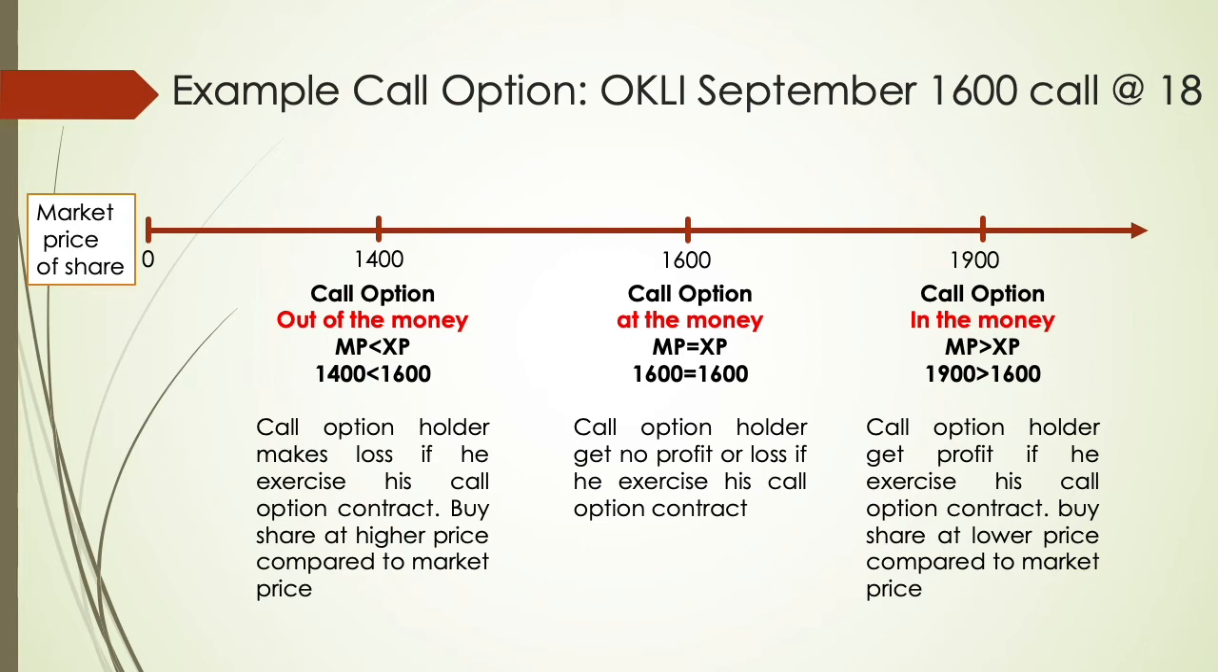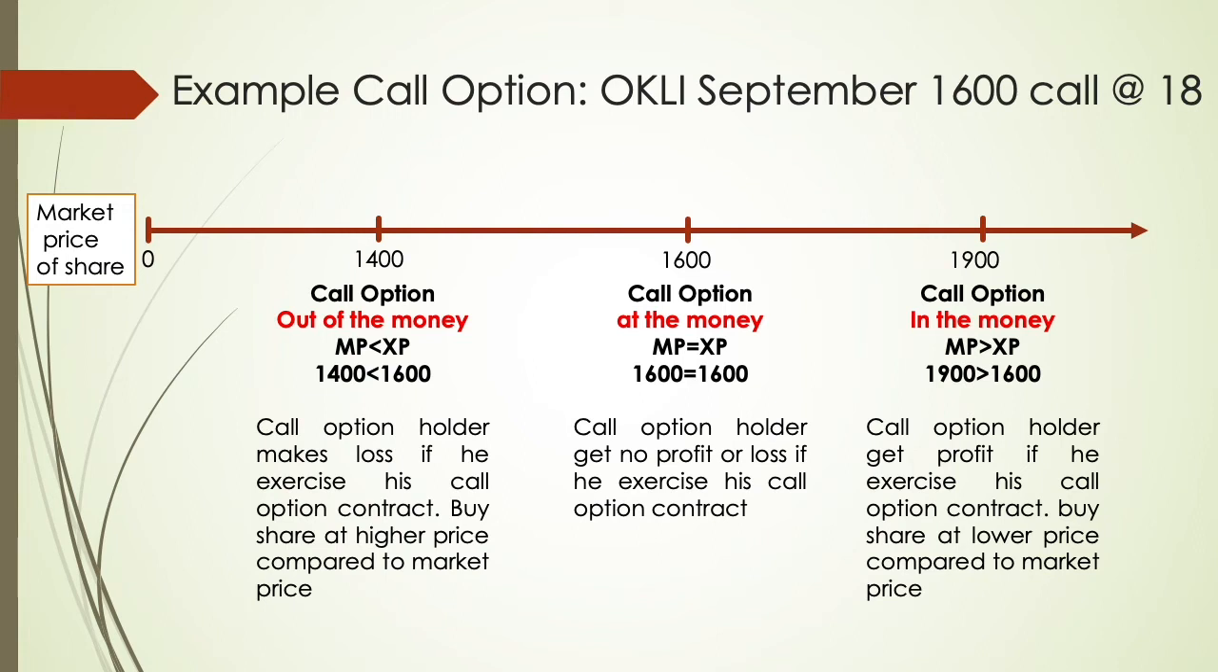Okay, if you look at this diagram, we have a market price of share. In this example, let's say we have 3 market prices of share. Let's say today the price is at 1,400. So 1,400 for the call option with exercise price 1,600 is considered out of the money. Why out of the money? Because the market price of the share is less than the exercise price. So the call option holder makes a loss if he exercises his call option contract.